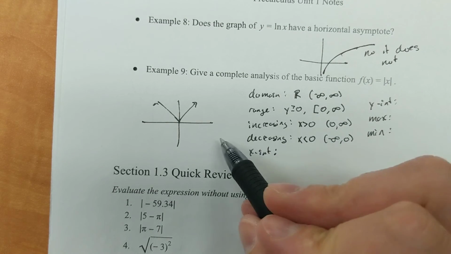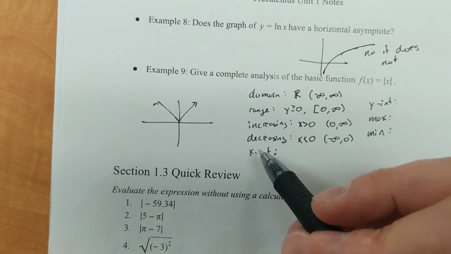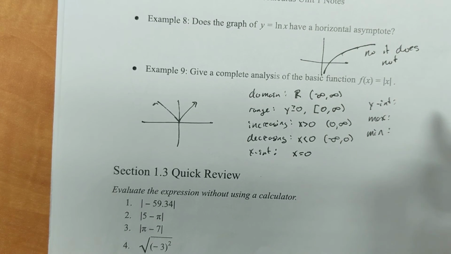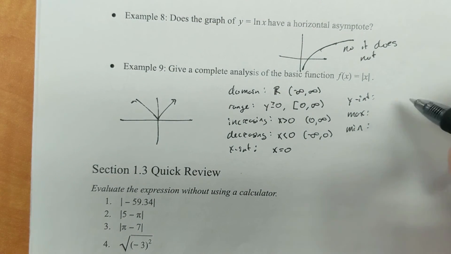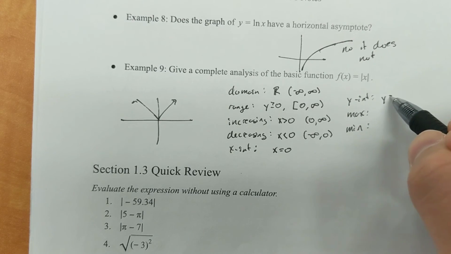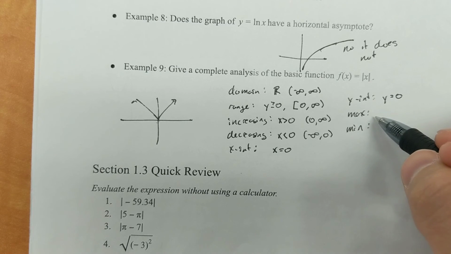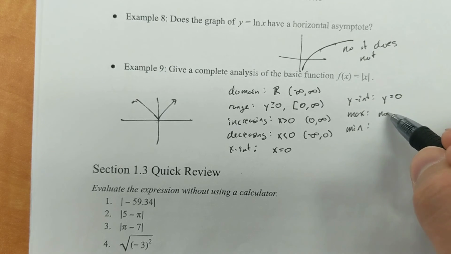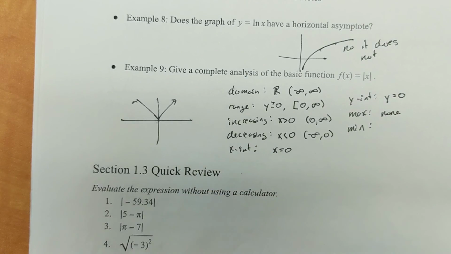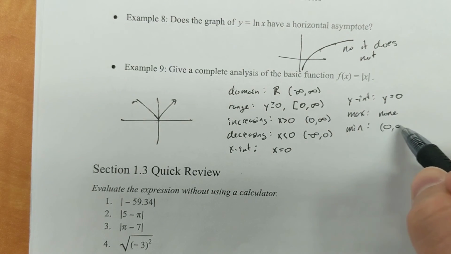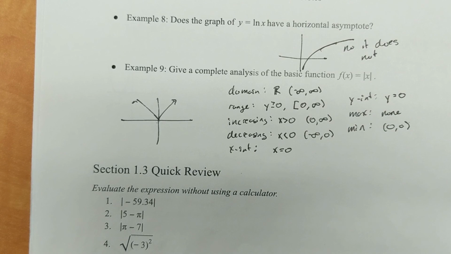X-intercepts: where does it cross or touch the x-axis? That happens at x equals 0. The y-intercept, where does it touch or cross the y-axis? That also happens at y equals 0. It's that point right there. The maximum is the largest value this graph takes. This graph does not have a maximum value. It goes up forever. The minimum is the location of the lowest value, which happens at (0, 0), the bottom of that curve. And that is all for this section.